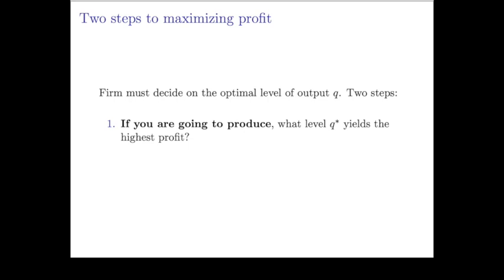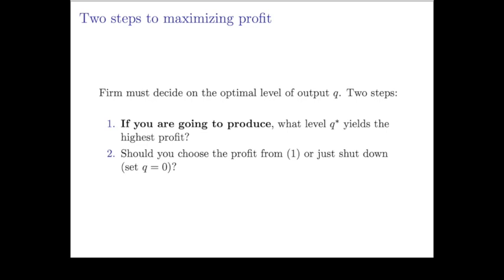Now there's two steps to maximizing your profit. The first is, if you're going to produce, what's the optimal quantity to produce? You need to figure that out. We'll call it Q star. So what is the quantity Q star that gives you the highest level of profit? Second, if you did produce that optimal quantity, is your profit going to be positive? Or are you going to make a profit? Or should you just shut down? By shutting down, I mean, should you just set Q equal to 0?